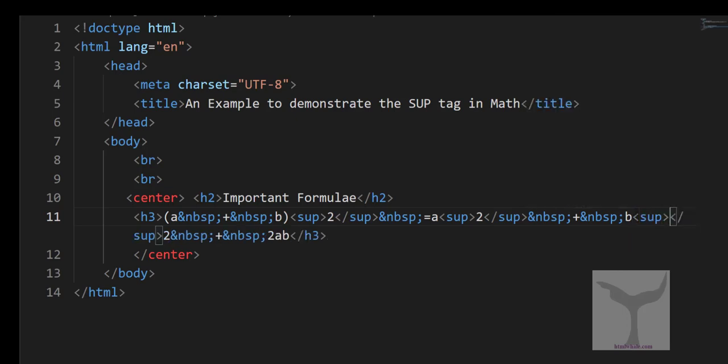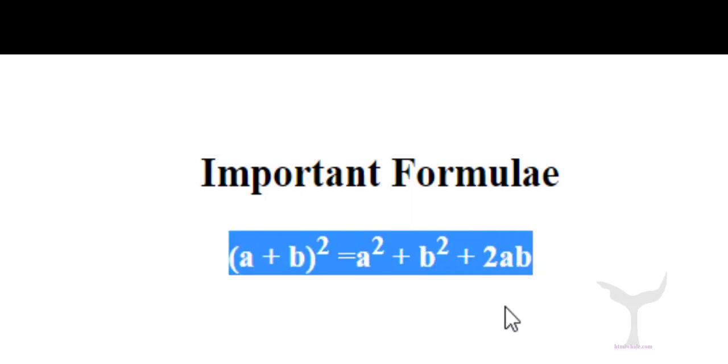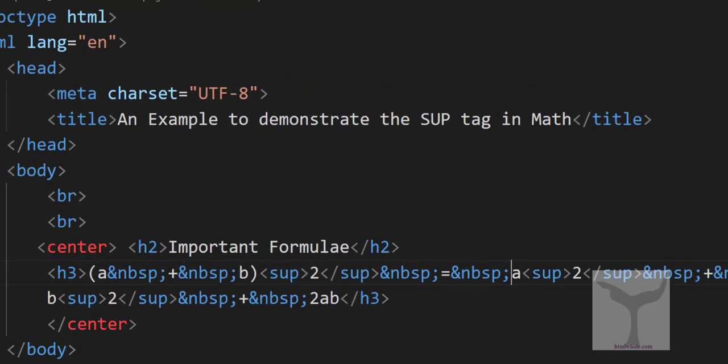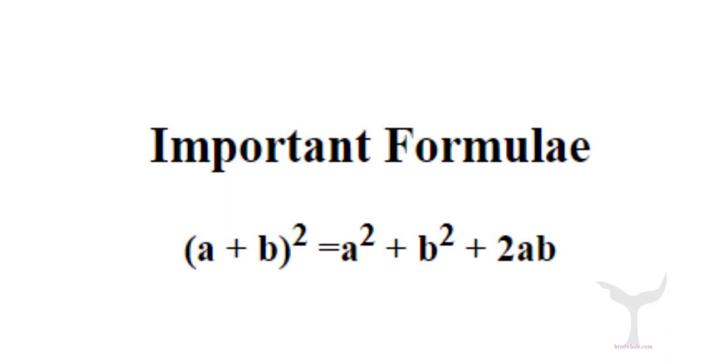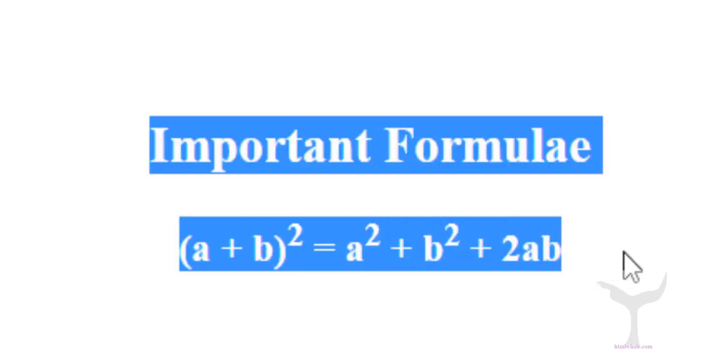So after completing it I will save it, and I'll go back to the browser to see how the formula looks, and clearly when I refresh it I get (a + b) raised to the power 2 is equal to a squared plus b squared plus 2ab, which is the required formula. Of course a space is needed after the equal to sign, so I just want to place that NBSP after the equal to sign, and then I refresh it and I get the formula that I need. So the appearance is acceptable and it looks good.